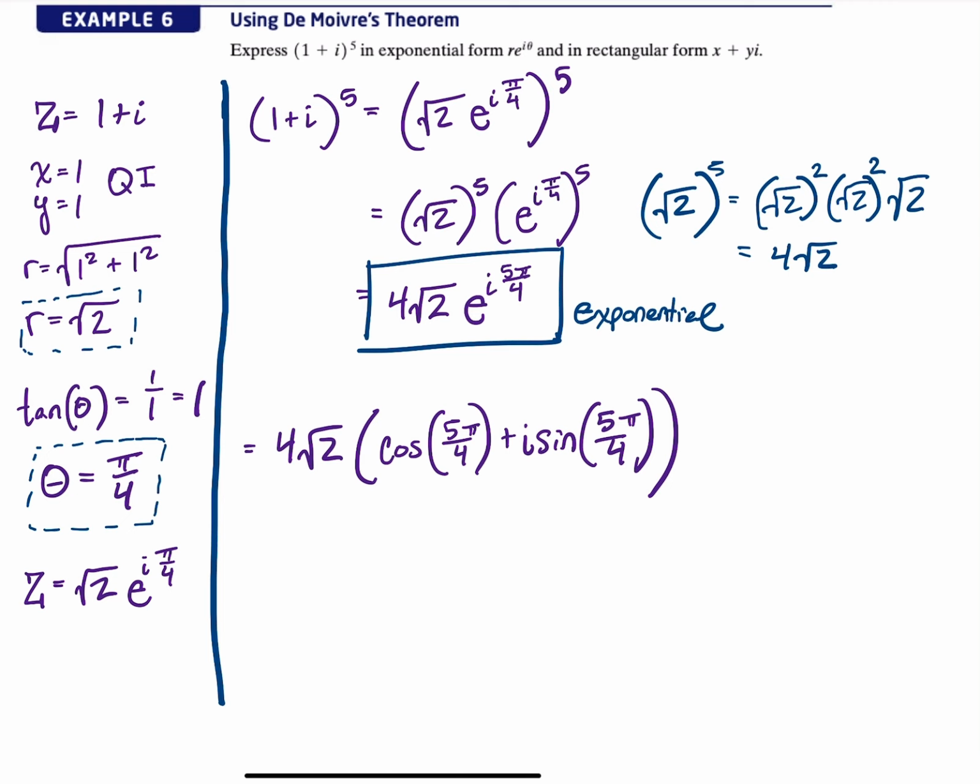And then let's evaluate. So 4 root 2 cosine of 5 pi over 4. That is over in the third quadrant, so the cosine is negative root 2 over 2, plus i times the sine of 5 pi over 4, which is also negative root 2 over 2.